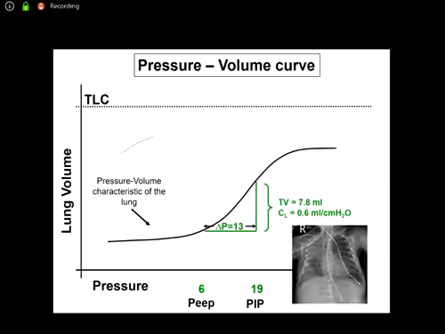So in this case, you're going to end up with significant problems with the CO2 and oxygenation because your lungs are deflated. So again, without changing the settings, you end up with significantly higher CO2 and lower oxygenation, and therefore you need to do something to bring that curve up again.